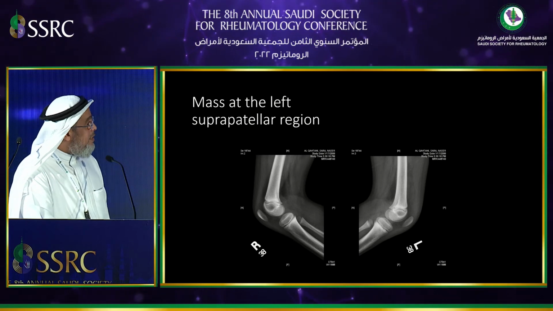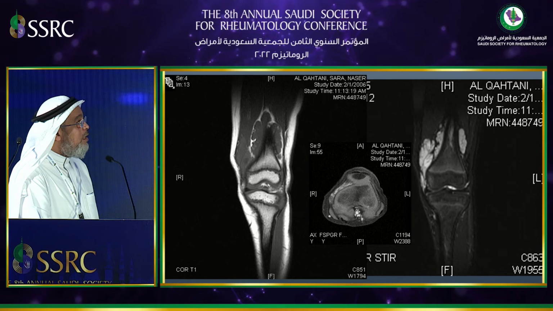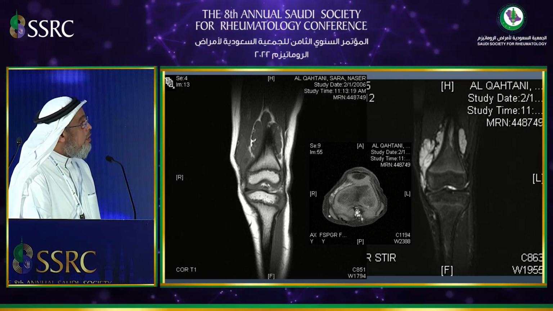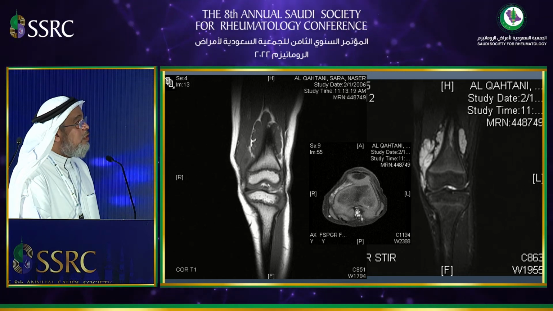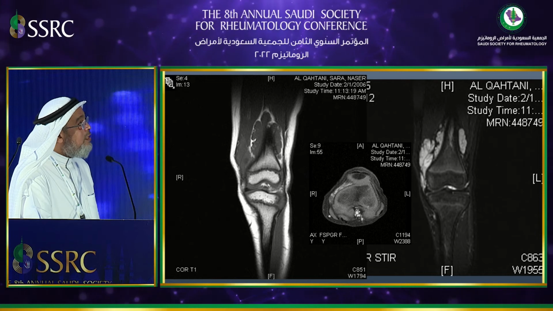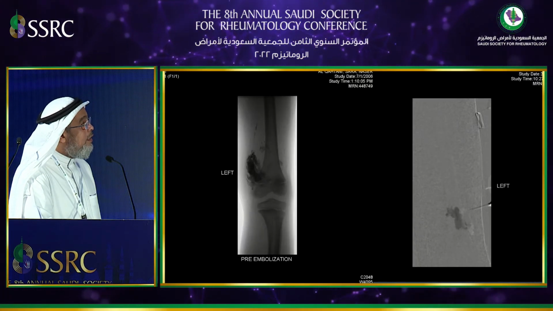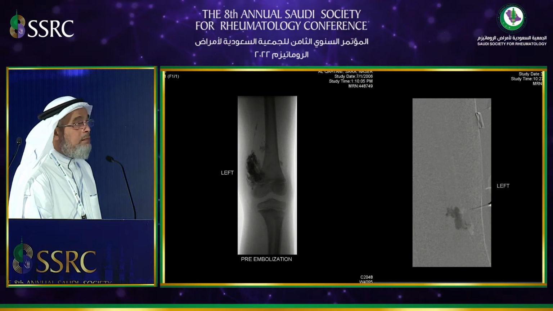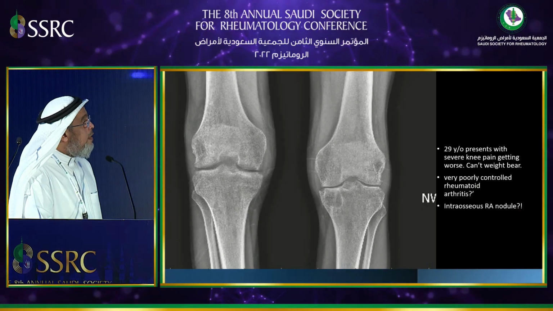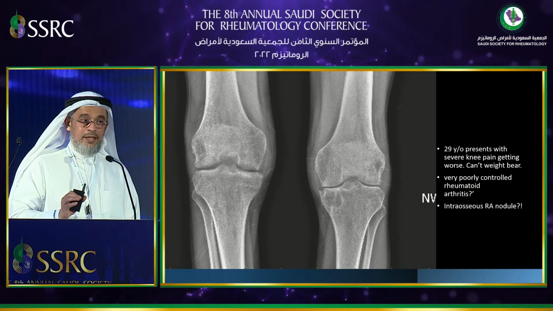This is a mass in the suprapatellar bursa on the left side as well. MR is showing bright signal intensity on STIR, isosignal intensity, and it is like a leaf. This one is an extrasynovial hemangioma, and we did the angiography and embolization for this case, and everything has resolved. This is an interesting case, and this is the last case.